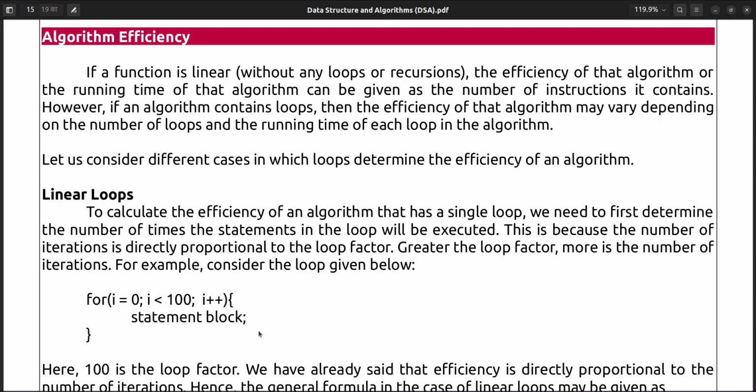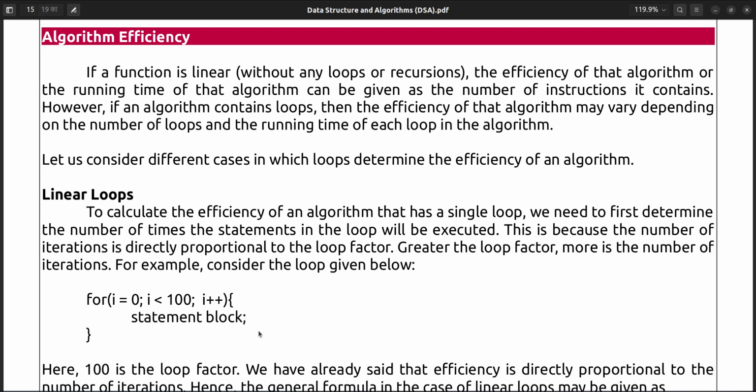So as we have already seen in the last session, we can calculate the algorithm time and space complexity. So in this session we will see algorithm efficiency, or we can say complexity also.